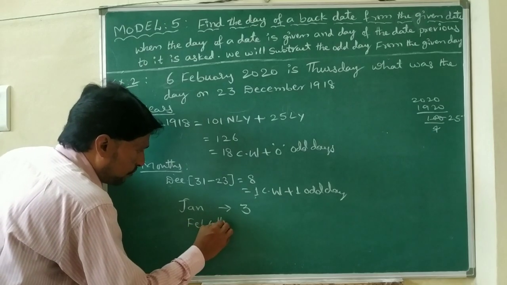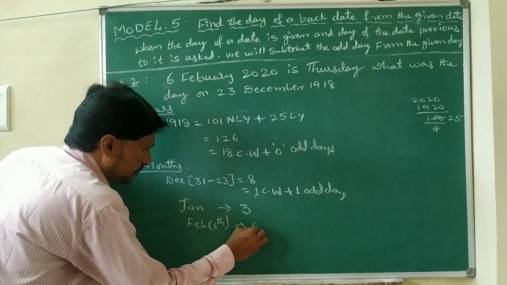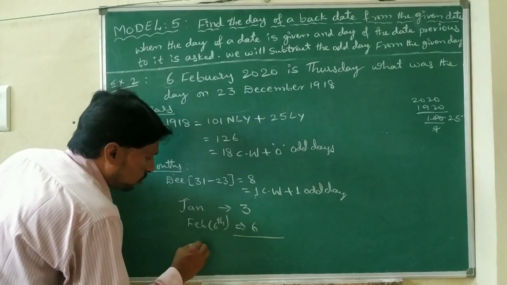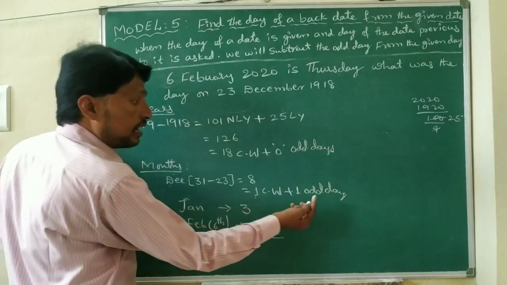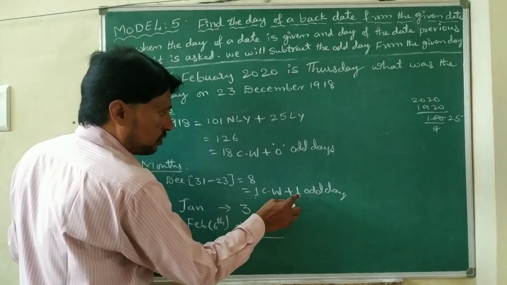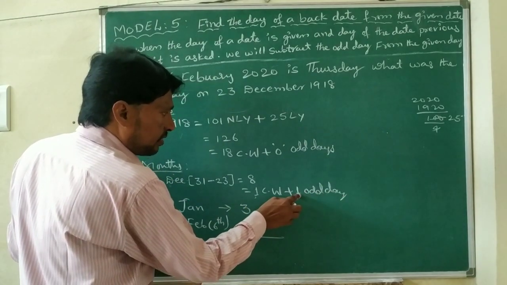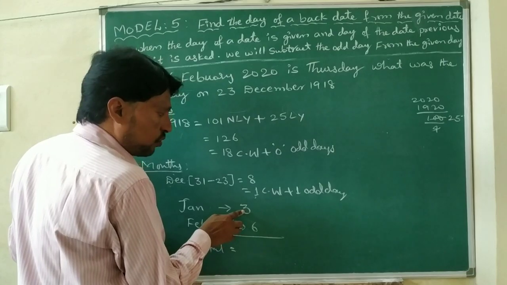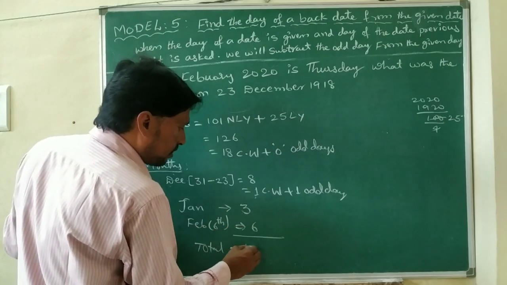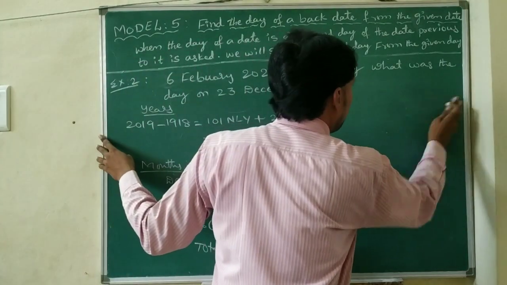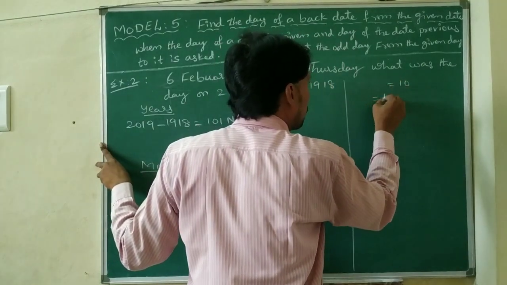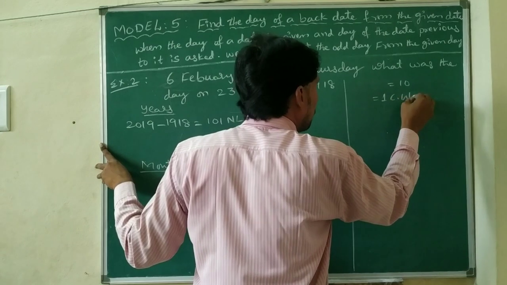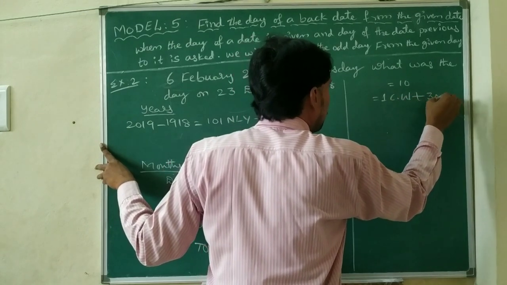February up to 6th only we need to take, that is 6 days only it is given. Now total you have to find out. So months 1, add odd days only we need to find out. So odd days 1 plus 3 that is 4, 4 plus 6 that is 10. So 10 means how we need to write, that equals 1 complete week plus 3 odd days we are getting.